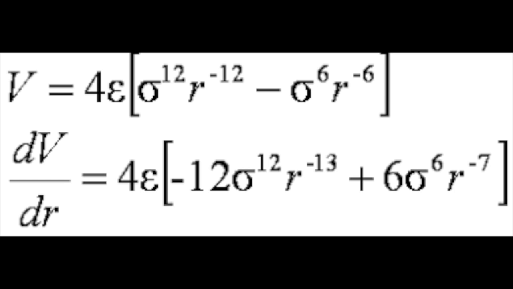From our results, we came to the conclusion that larger epsilon values will result in a greater potential energy, which makes sense given the equation and the graph for Lennard-Jones potential.